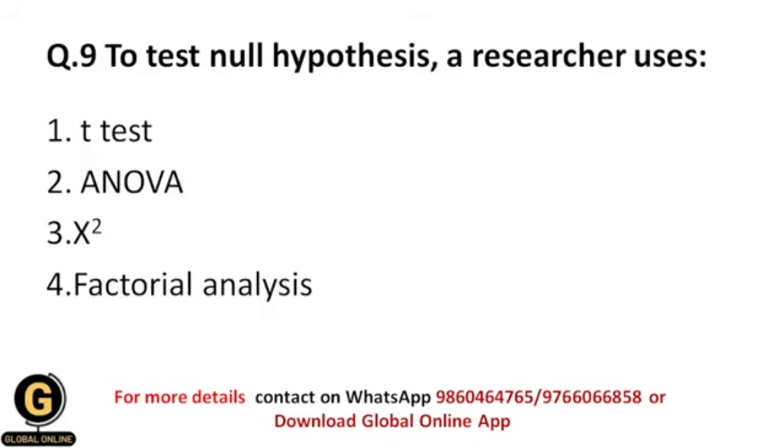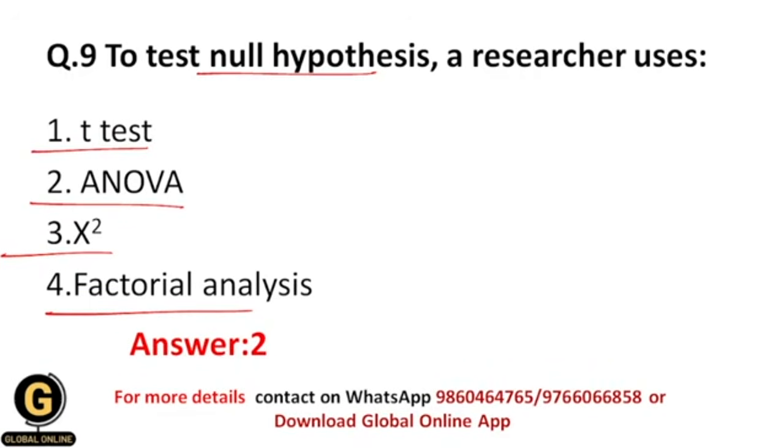To test a null hypothesis, a researcher uses. So whenever I want to test a null hypothesis, then what type of statistical technique should I use? So whether it is t-test or ANOVA or chi-square or factorial analysis. So in this situation, a researcher uses ANOVA. So let me tell you why.